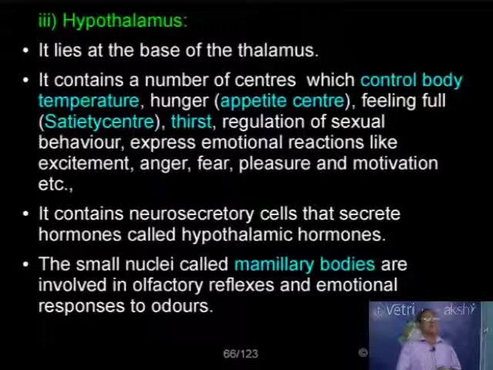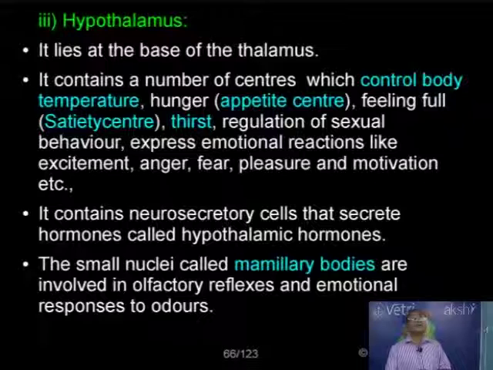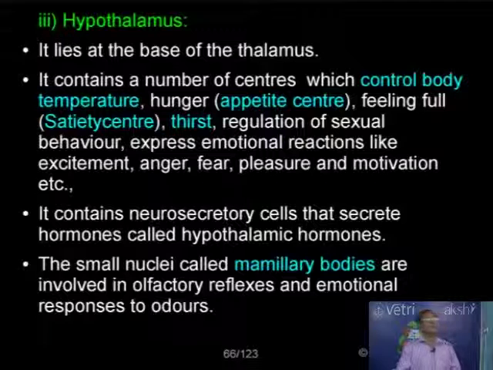It contains the major centers for thirst, appetite, and the satiety center to stop the process of feeding, the feeling of being full. Once a person feels full, we have to stop the process of eating, and that is done by what is called the satiety center. So it contains a number of controlling centers, for hunger, and also for when the stomach is filled with food and a person feels full, which is controlled by the satiety center.